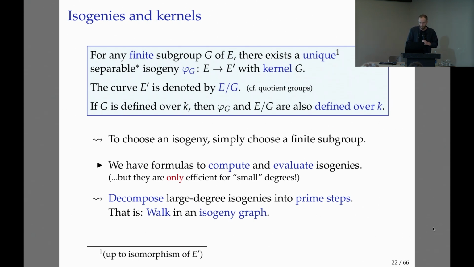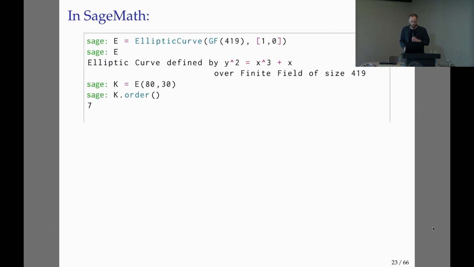Right? So one way of viewing this type of taking small steps one at a time is to walk around in an isogeny graph. And isogeny graphs are the things we have already seen, and I'll formally define them in a moment.